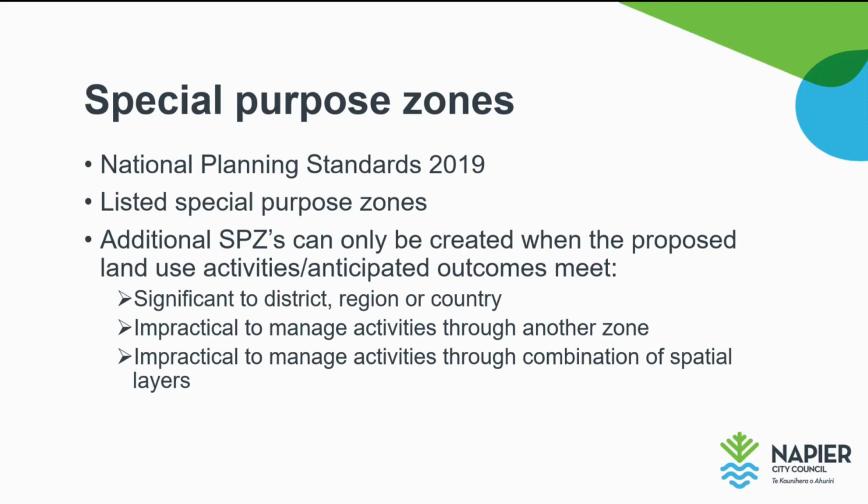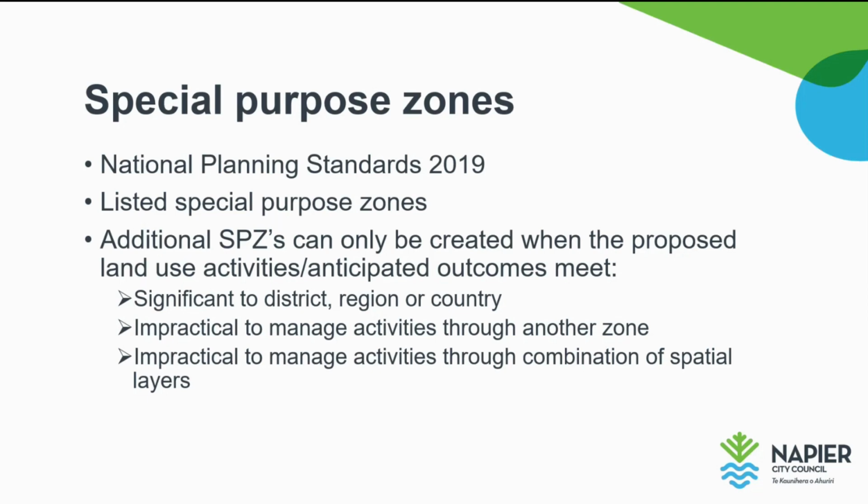Aside from those specified, special purpose zones can only be created when the proposed land use activities or anticipated outcomes of the additional zone meet all of the following criteria. They are significant to the district, region, or country. It is impractical to manage the activities through another zone, and it is impractical to manage the activities through a combination of spatial layers.